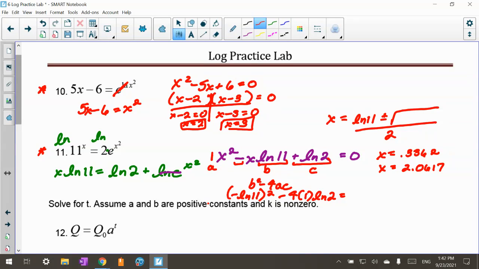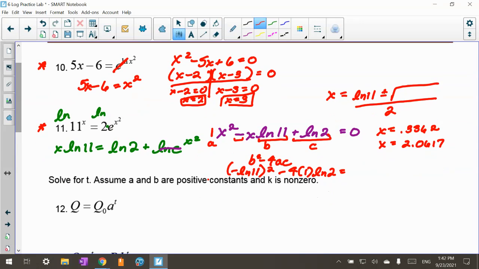So those are 2 weird ones. I promise you that I won't ask something like that on the quiz. I just want to kind of know if you can do the algebra, but I wanted you to see that.